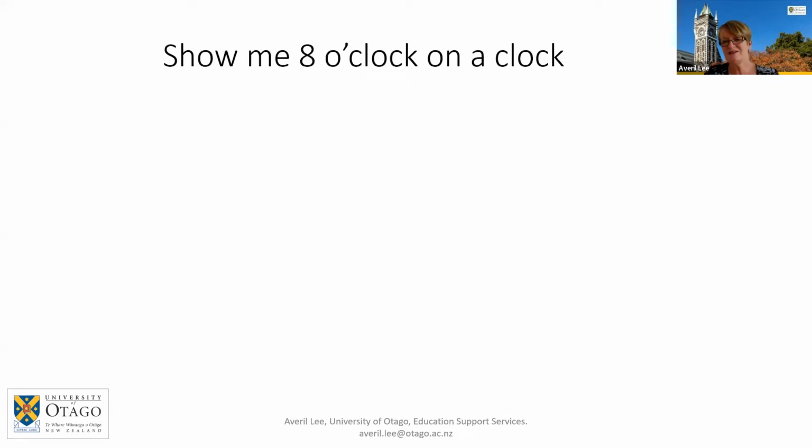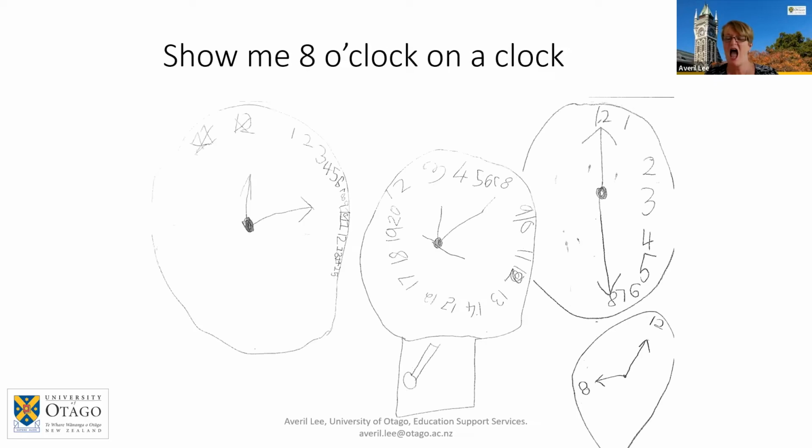I asked you to show me 8 o'clock on a clock. One classroom of students, these were the 4 different options that I got out of it. Interesting that they are all round. Interesting that one of them, they've got either a grandfather clock in their house or something with a pendulum because that's what they drew. This child here knows that there's numbers. They've all shown 8 o'clock, by the way. But they don't necessarily have the structure of the way a clock normally looks.